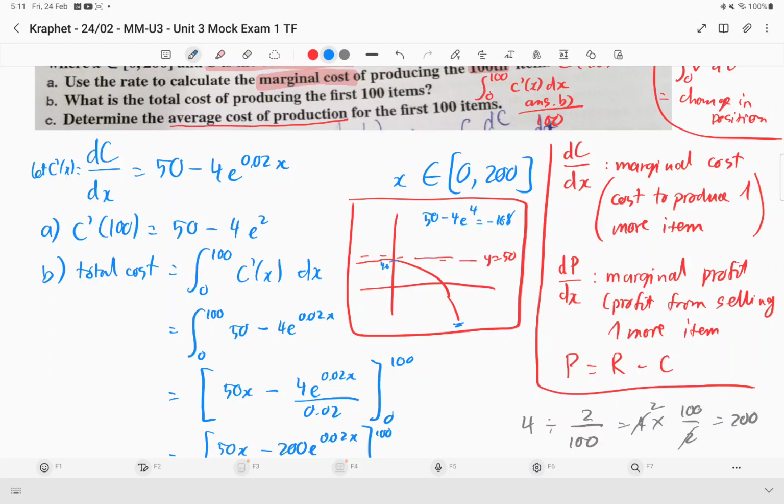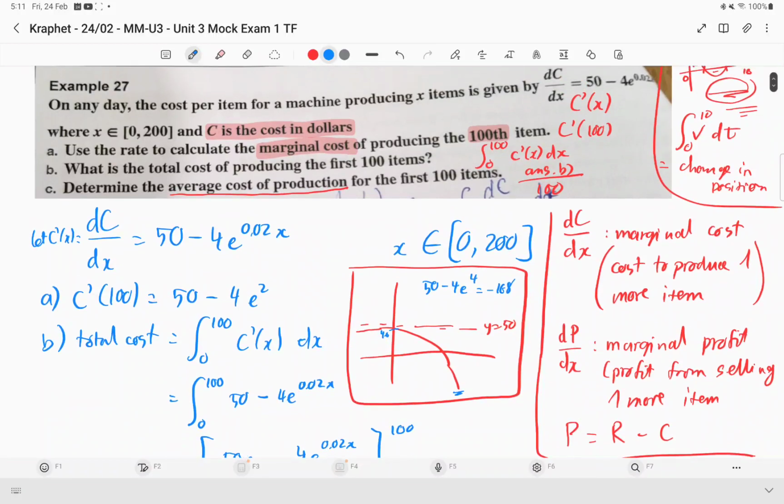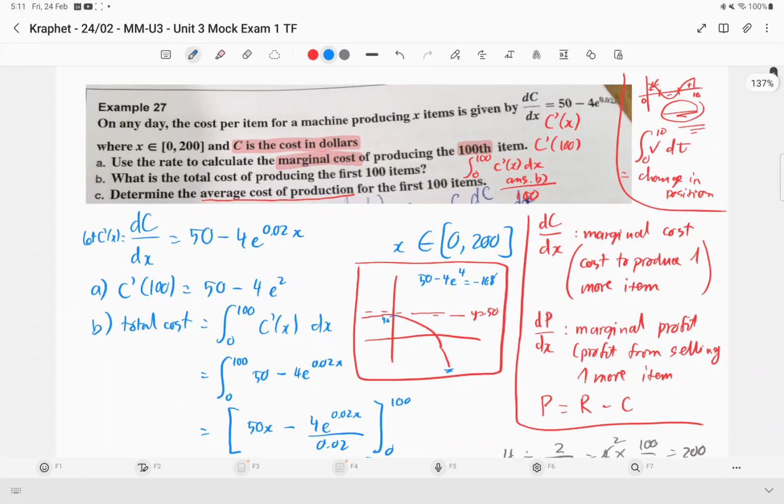So this model is saying that when x equals 200, the cost is actually negative. They actually make money producing, which to me doesn't really make sense. There should always be some amount of cost and not negative. But anyway, that's the question. I don't know if they have checked it.